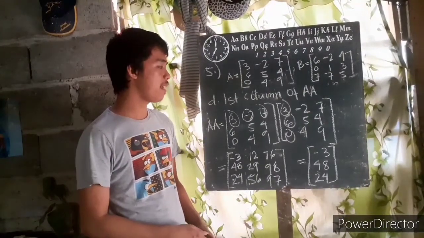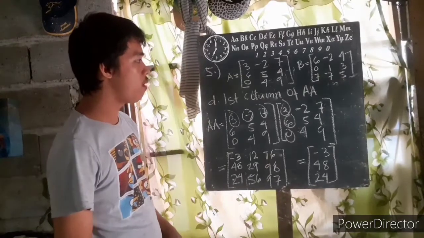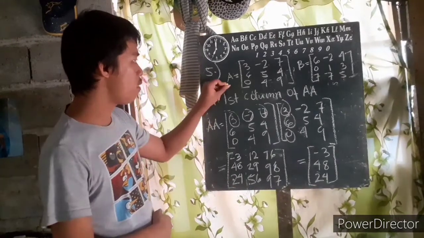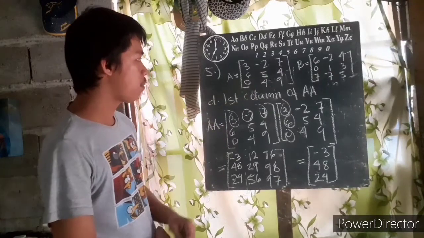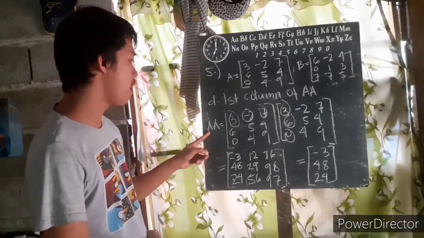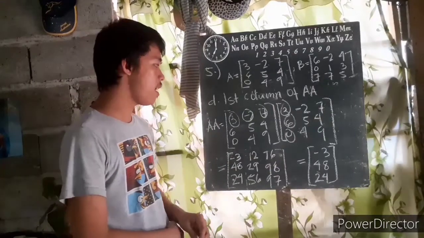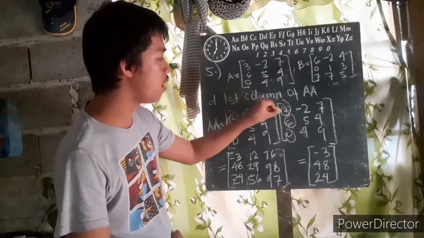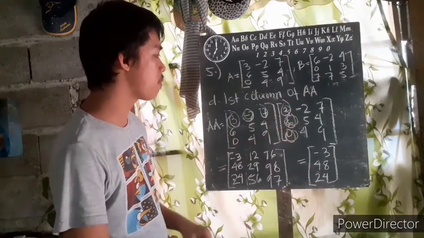Now, let's find the first column of AA. First we need the matrix of A, then copy the matrix of A and multiply it by itself, so we can get the answer of AA. To get the answer of AA, we multiply row into column, row into column, the elements of the row into the elements of the column.